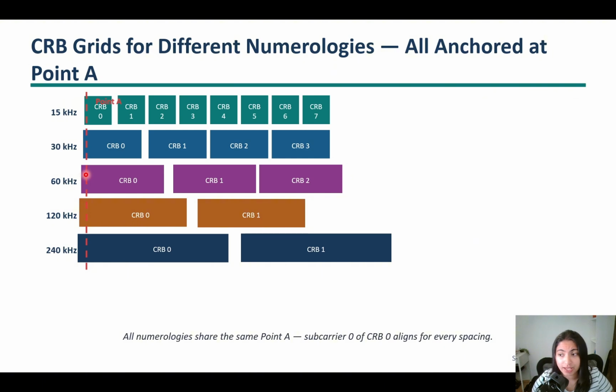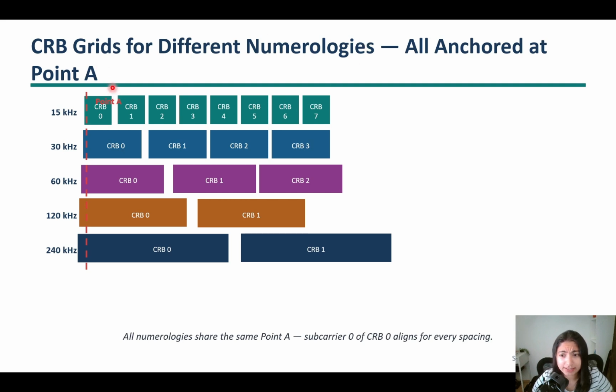Each grid has its own different sized common resource blocks. Common resource blocks are narrow for 15 kilohertz, while they are quite wide for, say, 240 kilohertz in FR2. But they all share the same point A on the left. Point A is the center of subcarrier 0 of CRB 0 for any of the numerologies. This is a constant frequency value across all the numerologies.